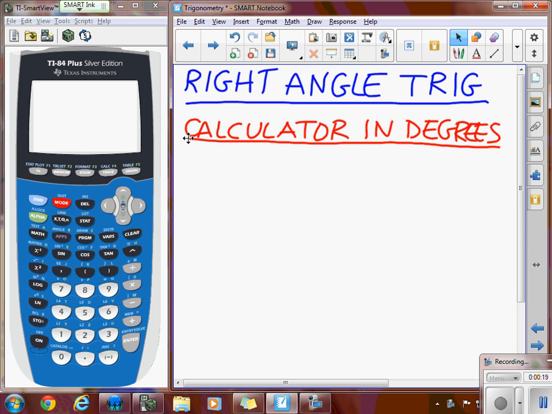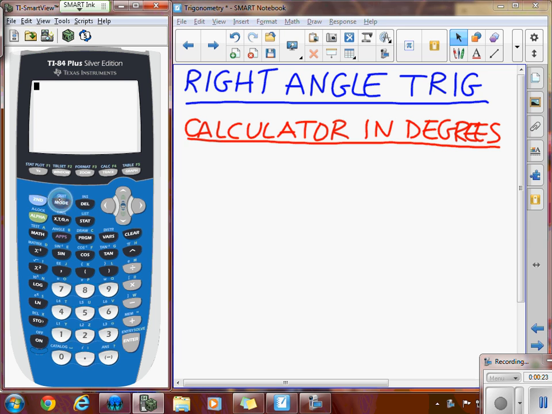If you forget how to do that, on your calculator, hit the mode button, which is right next to the second, and all these options should pop up. Go down to where it says radian and degrees, go over to degrees, hit enter, and now your calculator is in degree mode. So now you should be able to work properly within this unit.